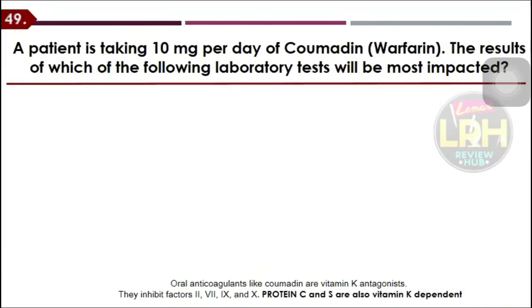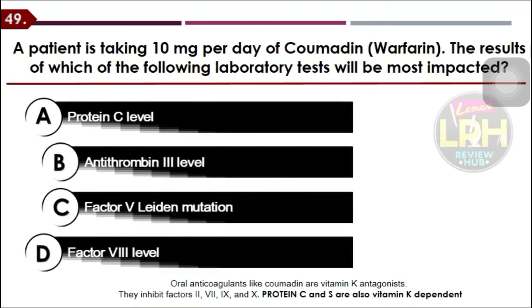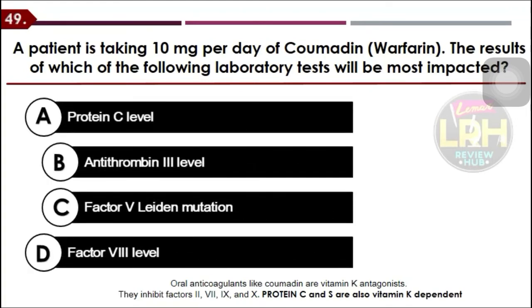Next, a patient is taking 10 mg per day of Coumadin or warfarin. Now, the results of which of the following lab tests will be most impacted? Is it letter A, protein C level, letter B, antithrombin 3 level, letter C, factor 5 Leiden mutation, or letter D, factor 8 level? Of course, what is our answer? We have letter A, protein C level.